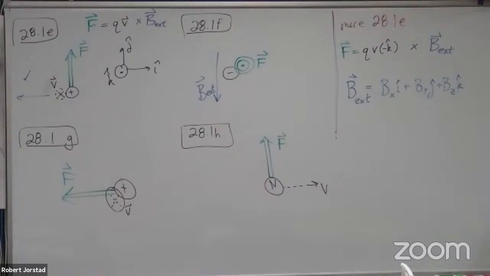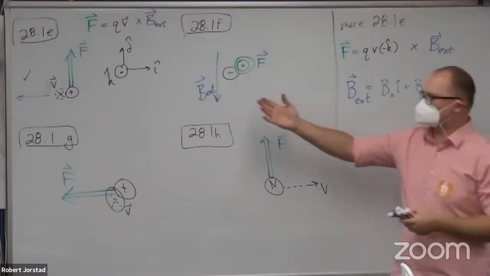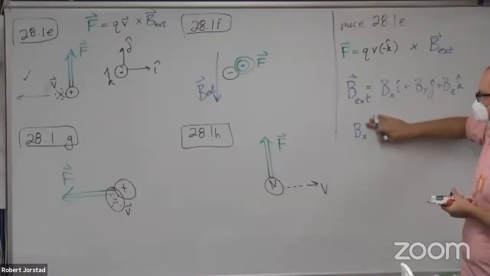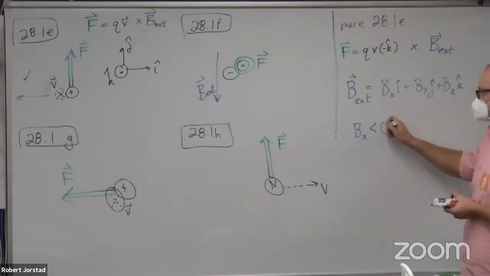In this case, what did we figure out about Bx? Was it positive or negative according to what we just figured out right here? Negative. So you just told me that Bx is less than 0. It's negative.